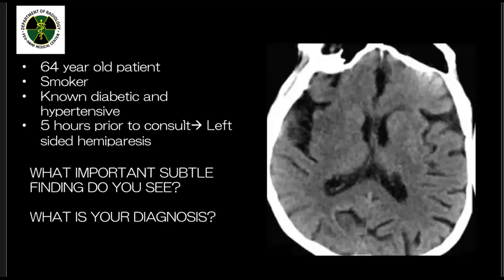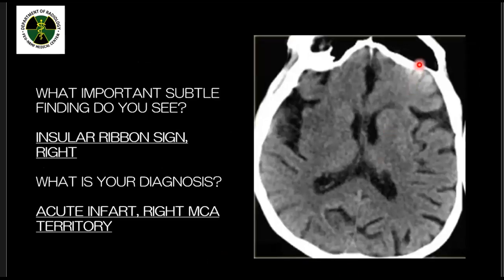Lastly, a 64-year-old patient, smoker, known diabetic and hypertensive, with left-sided hemiparesis 5 hours prior to consult. What important subtle finding do you see, and what is your diagnosis? Here's the insular ribbon sign on the right because of the gray-white matter differentiation difference. So what is your diagnosis? Acute infarct, right MCA territory.